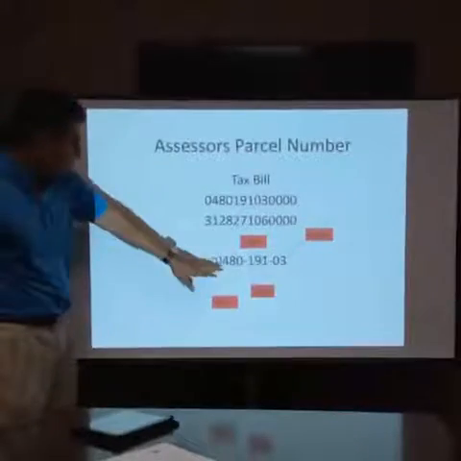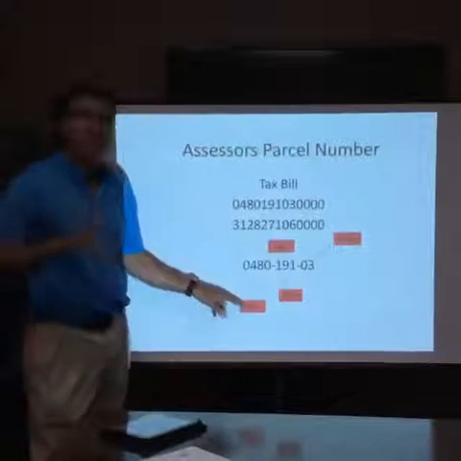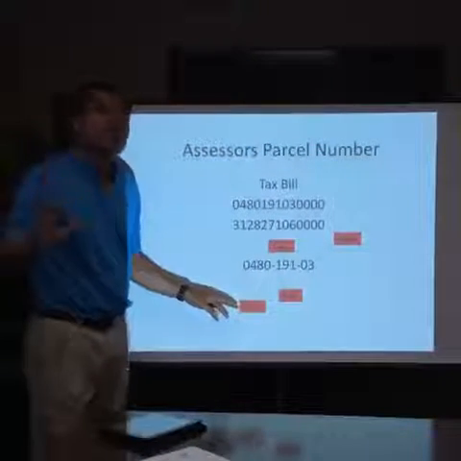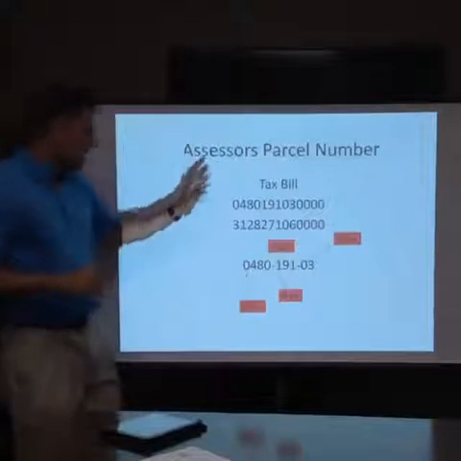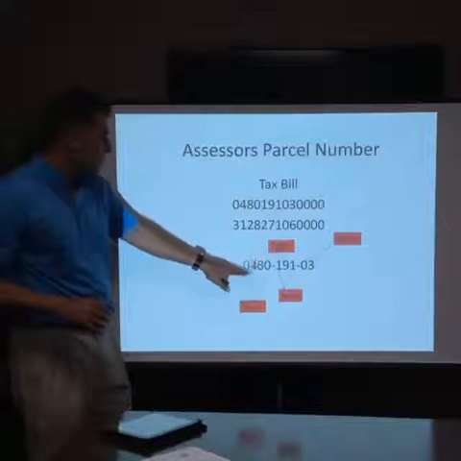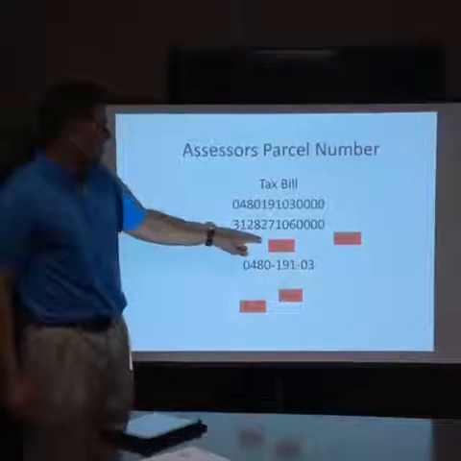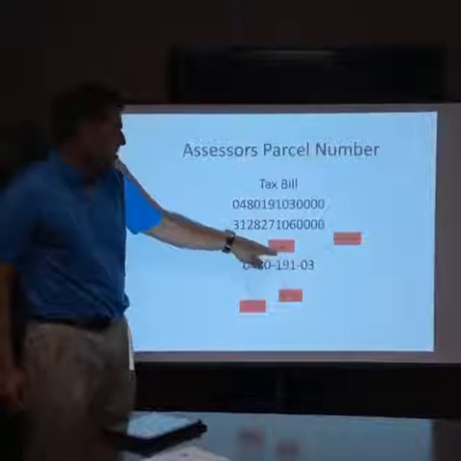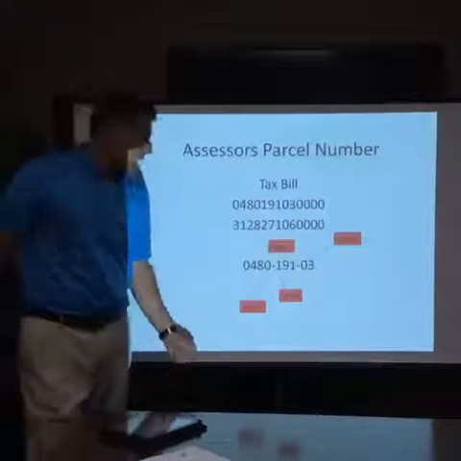So the first 4 digits are your book. And again, that's an actual book of maps. I'm not really going to go too deep into that right now, but just for our purposes, that is your book. The second 3 digits are your block. The first 2 are your page, and the last 2 are your parcel.